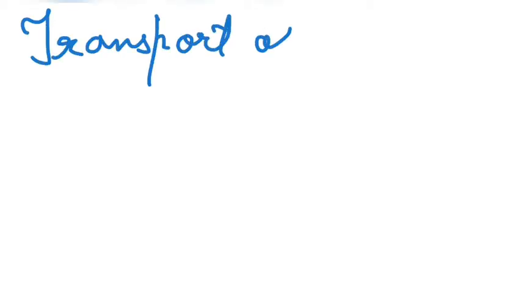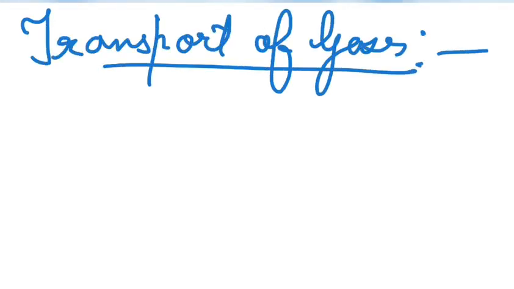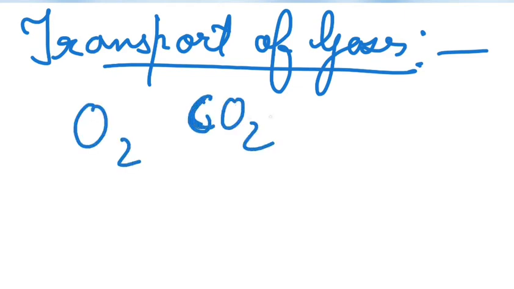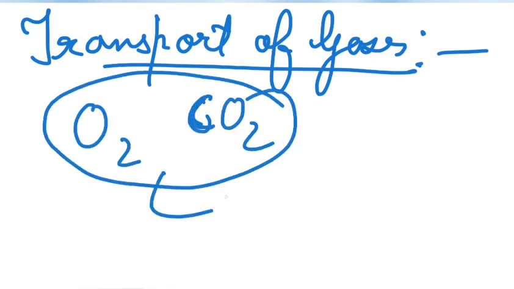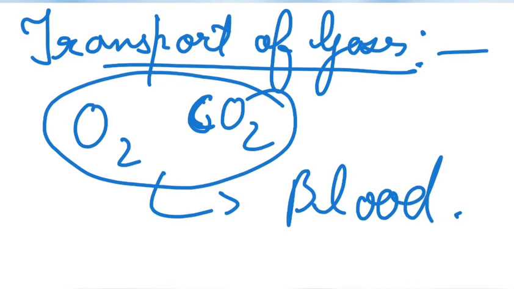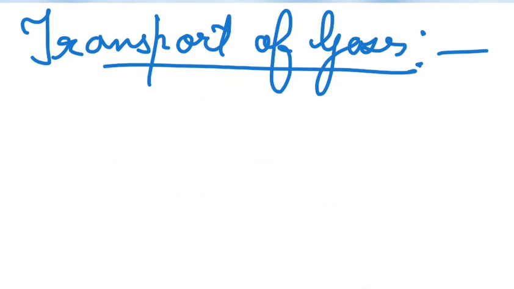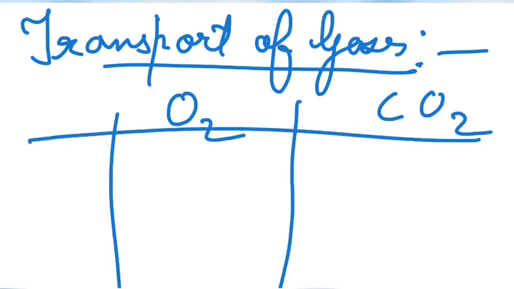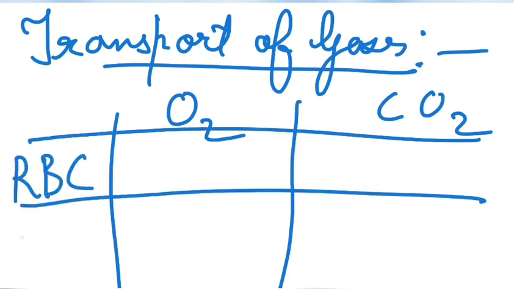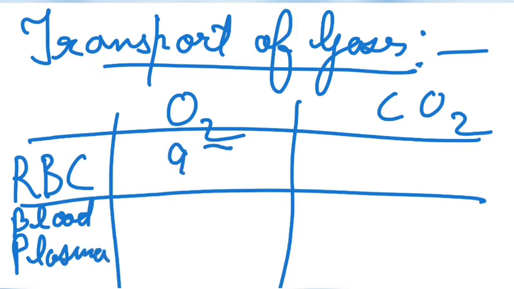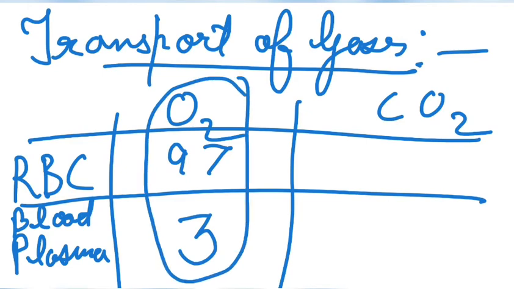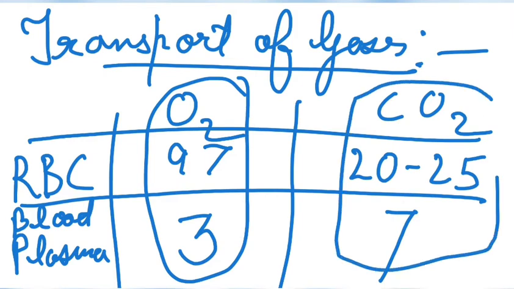Now let's talk about transport of gases. How do gases really transport? Blood is the medium by which gases are transported in the body. Our main gases O2 and CO2 are also transported by blood. Now let's see by which component of blood they are transported. RBCs help in transport of gases. Approximately 97% of oxygen is transported by RBCs and the remaining 3% by blood plasma, whereas in the case of CO2, 20 to 25% is transported by RBCs and 7% by blood plasma.